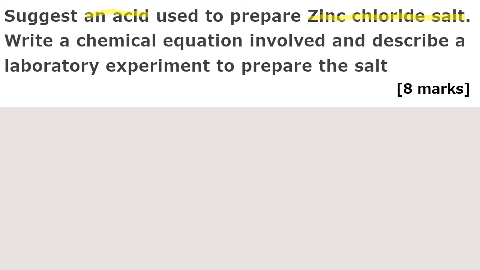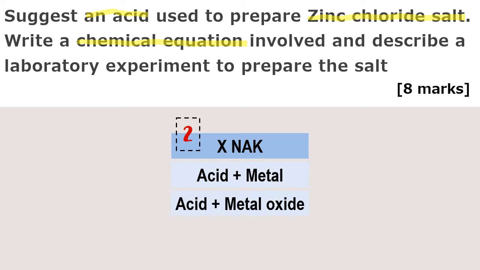Write a chemical equation and describe a lab experiment to prepare the salt. Okay. So, jika kita ingat, kita akan dapati bahawa zinc chloride salts adalah sejenis garam soluble, tetapi dia bukan NaK. So, kita ada 3 pilihan cara untuk prepare the salt. Okay, so awak boleh pilih mana-mana satu based on this method. Okay, cuma asidnya yang kita kena mention.